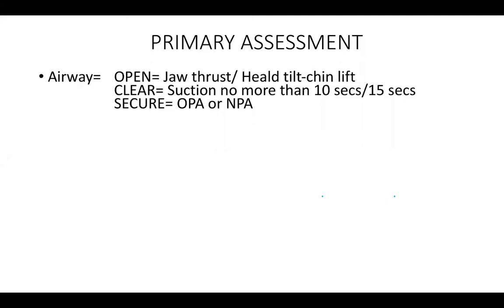Then we're going to secure. How are you going to secure? OPA or NPA? Which one's which? Gag reflex, take off the OPA, insert an NPA. On unresponsive patients, you're probably going to use an OPA as long as they don't have a gag reflex. Semi-responsive, such as responding to painful or verbal stimuli, or they're somewhat A&O times 1 or 2, then you're probably going to use an NPA if needed.